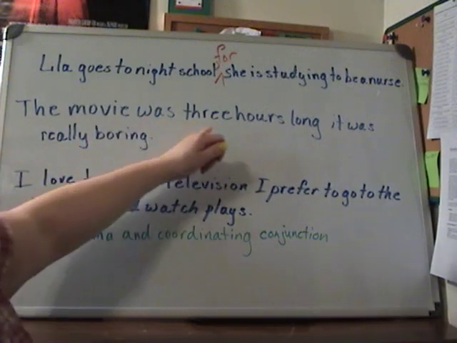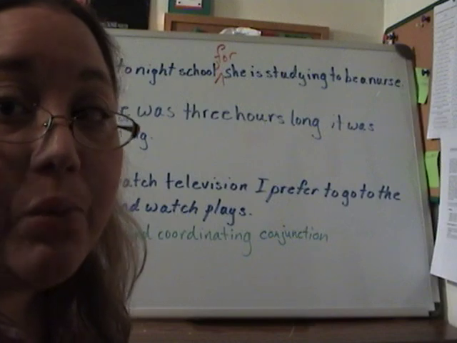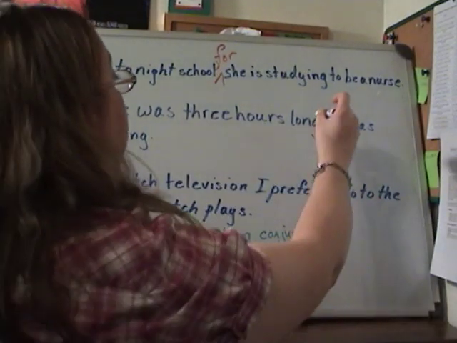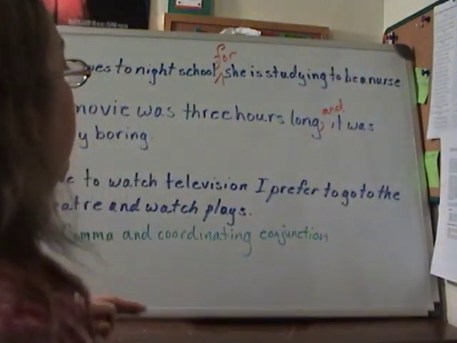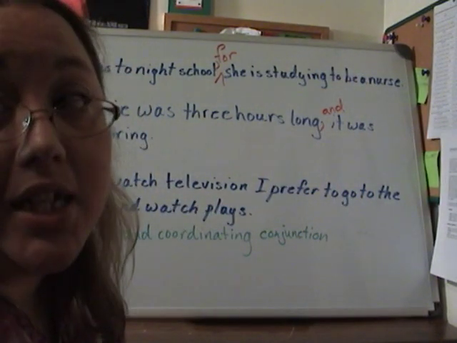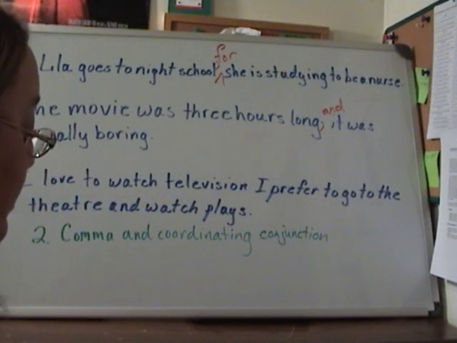The movie was 3 hours long. It was really boring. These two ideas seem to go together really well, so I could simply pop in my comma and insert and. The movie was 3 hours long, and it was really boring. Just using and to connect those two ideas together.